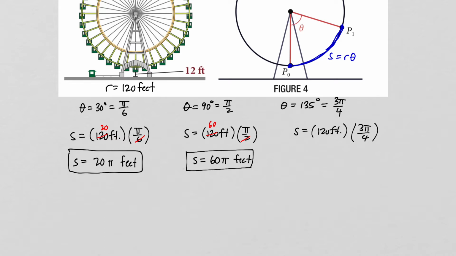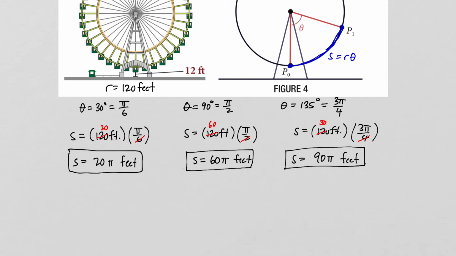And finally, for the last one, we can say 4 goes into 120 30 times. And 30 times 3 is 90. And so we end up getting 90 pi feet. And so these are all of the exact values. But I think what they wanted was approximations as well. Actually, they don't ask for approximations, but let's go ahead and give them anyway.